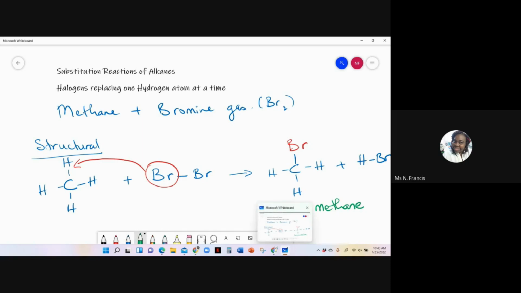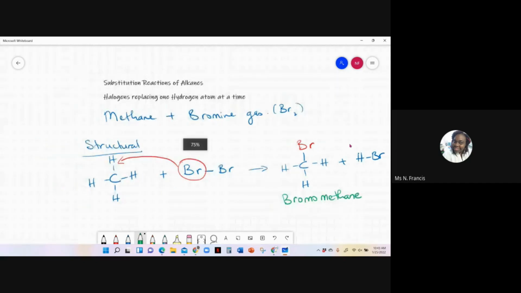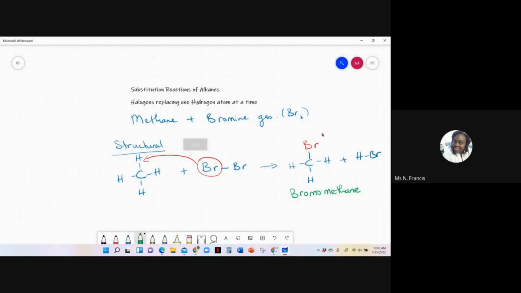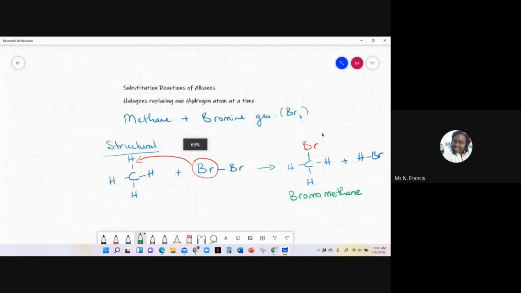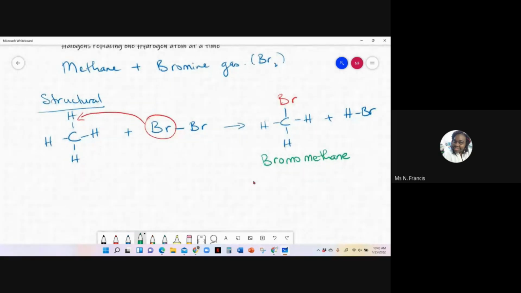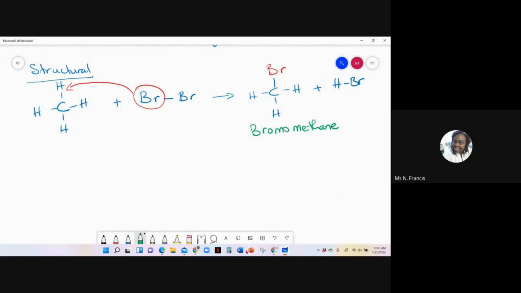But the reaction is not finished. All right, so the reaction is not finished because we have other hydrogens to substitute. So this is stage 1.